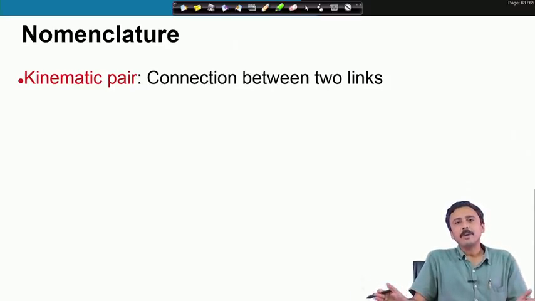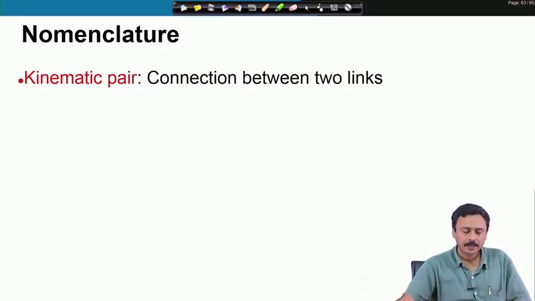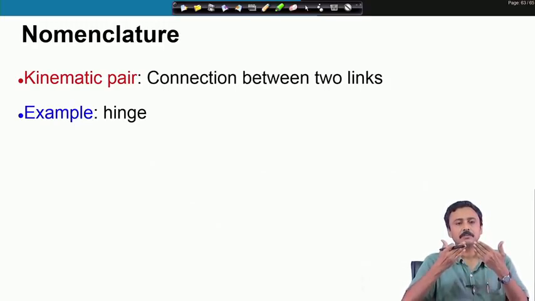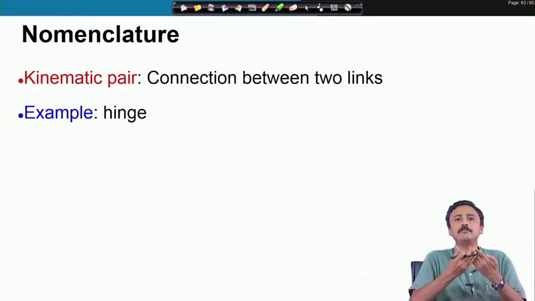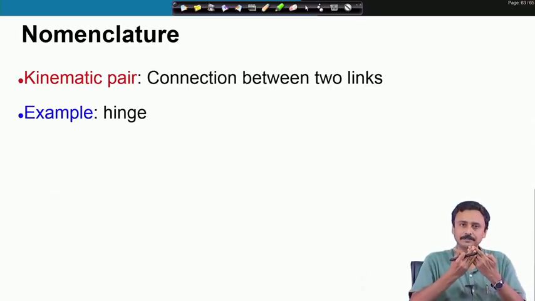Now, what are kinematic pairs? Essentially, in very simple terms, these are the connections between two links, two rigid bodies. An example is a hinge. A hinge allows rotation. So, it is not a connection which will not allow any relative motion, it is a connection that will allow relative motions. For example, a hinge allows relative rotation of two links.